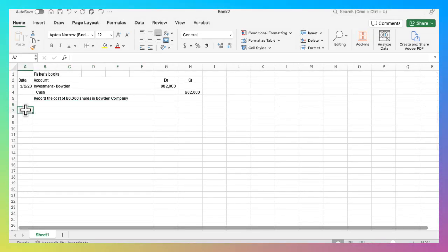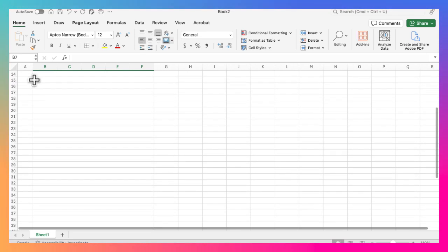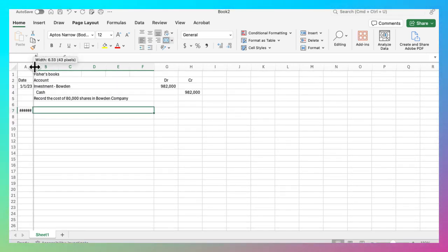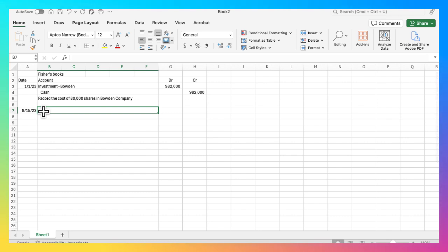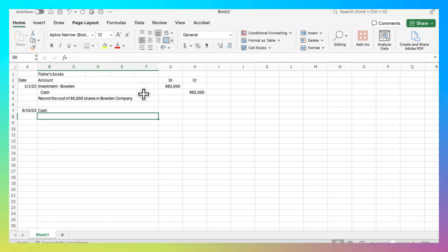The next thing we need to record, based on what we just talked about, is the dividends. On 9/15 of 23, Bowdoin declared and paid an annual dividend. Remember, the normal journal entry for this is a debit to cash and a credit to the investment account, Bowdoin.